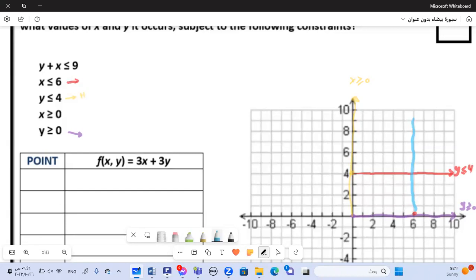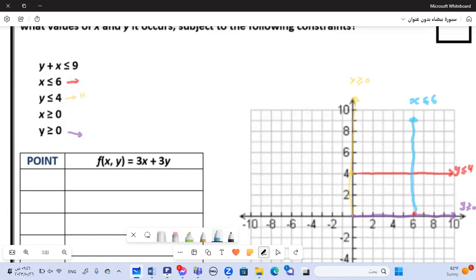On the final, inshallah, I will give you only x and y in the first quadrant, to be clearer for you when you do the graph. So it will be x less than or equals to 6.